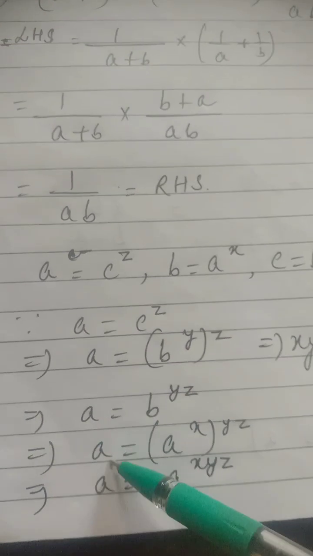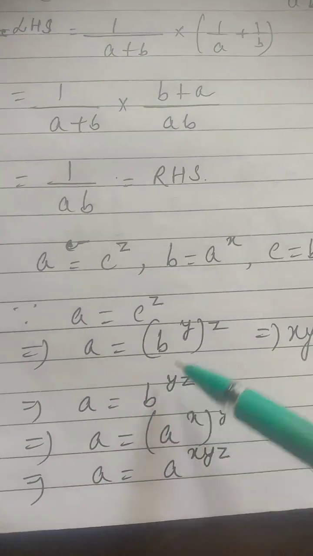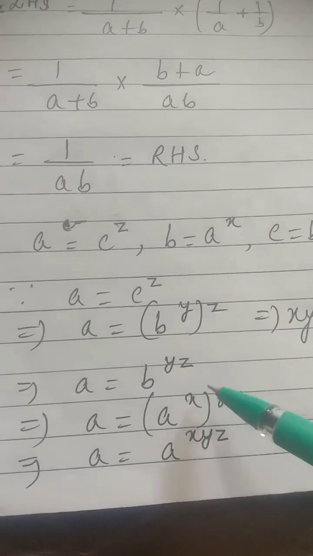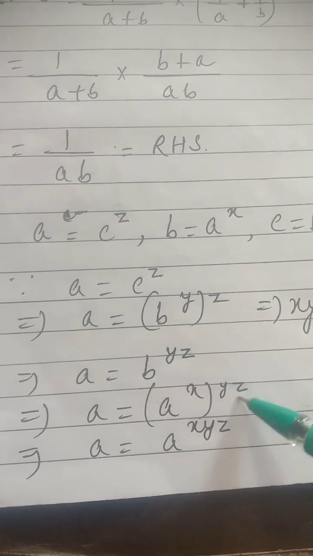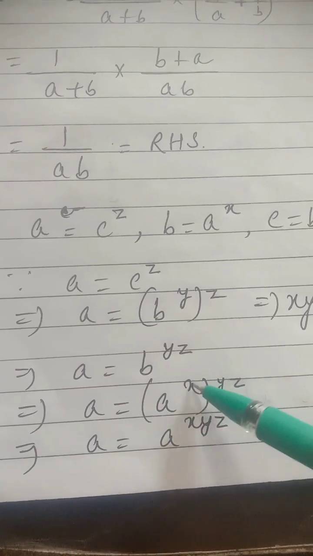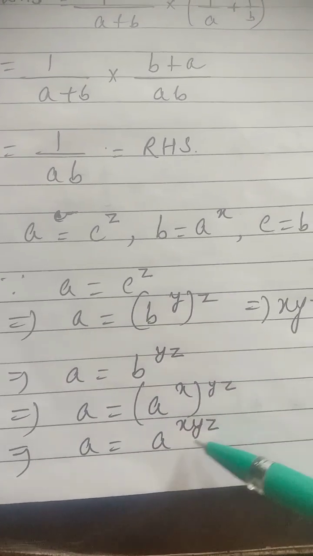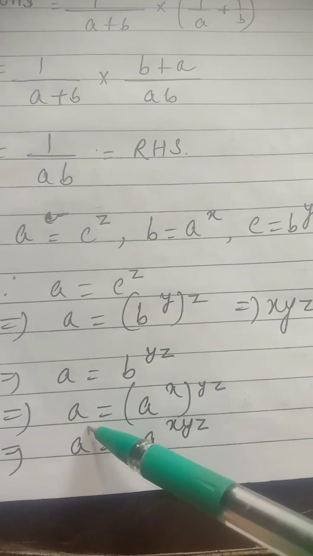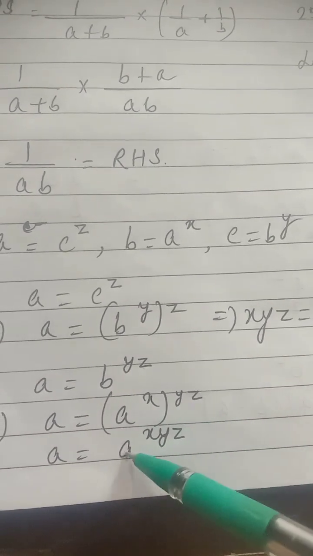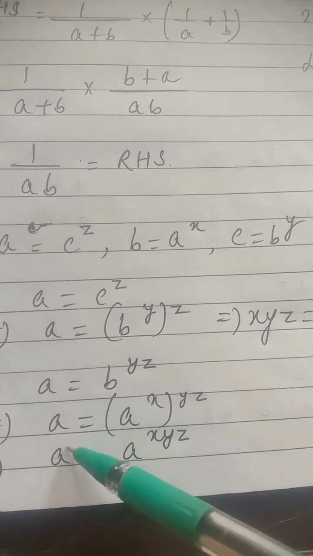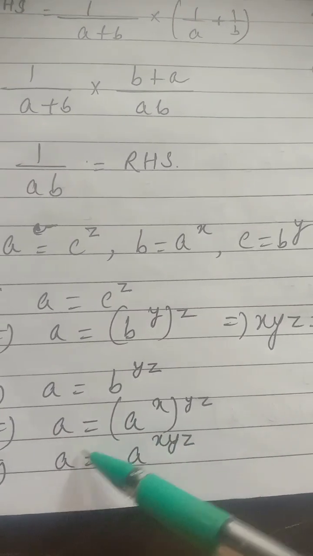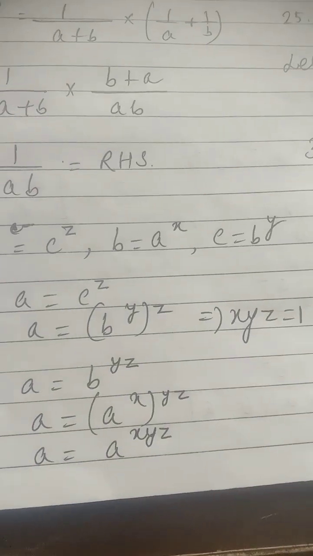Now this implies a = (a^x)^(yz), because b's value is again given as a^x, with yz in the power. So a = a^(xyz). Now a is the same as a to the power 1. If we compare, we find the base is the same, so the exponent will also be the same. So xyz = 1.